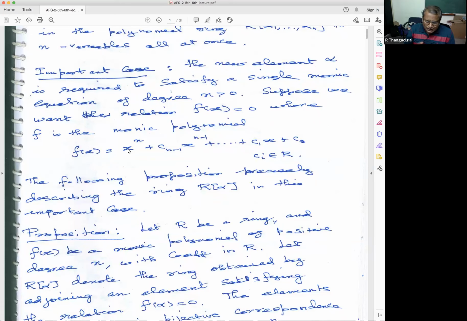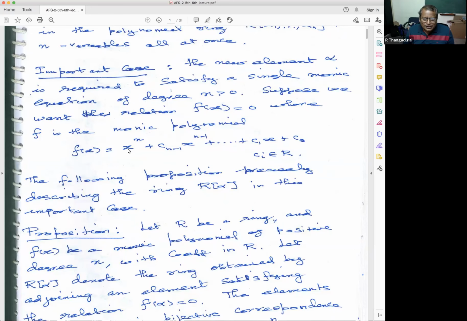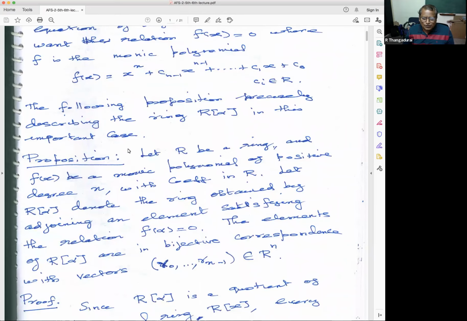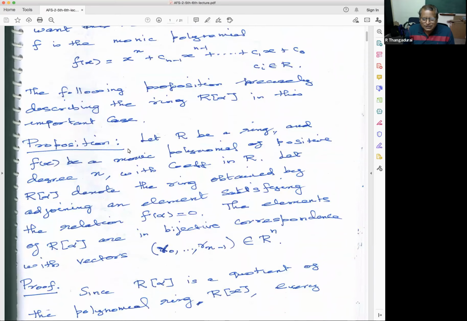R[alpha] is the new ring obtained by adjoining alpha to R. So the structure is: R is a ring, f(x) is a monic polynomial of positive degree n with coefficients in R. Let R[alpha] denote the ring obtained by adjoining an element satisfying the relation f(alpha) = 0.